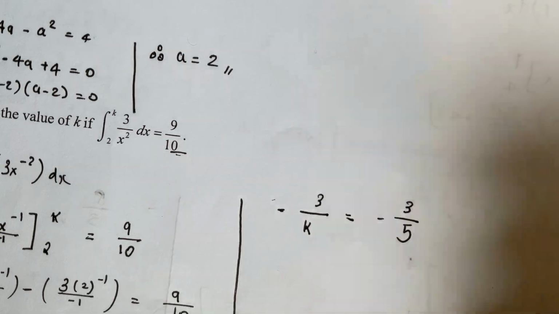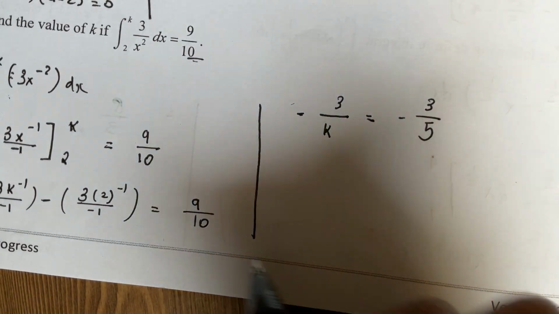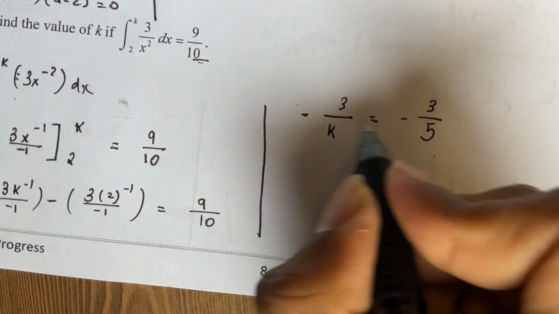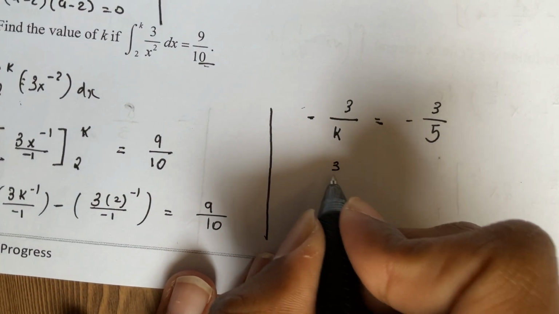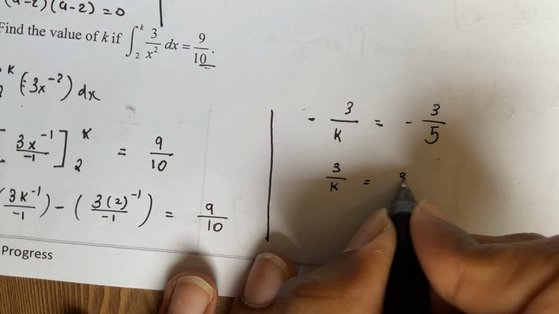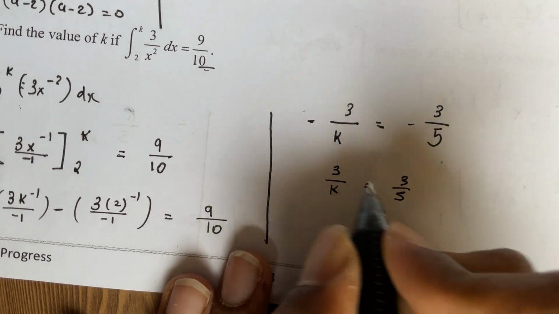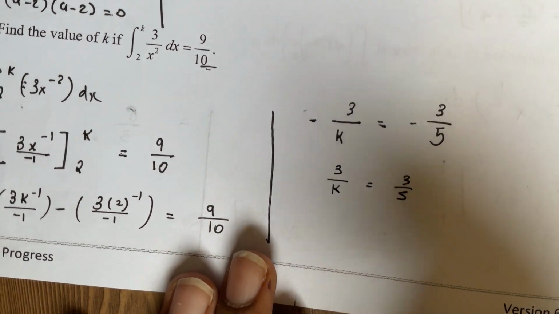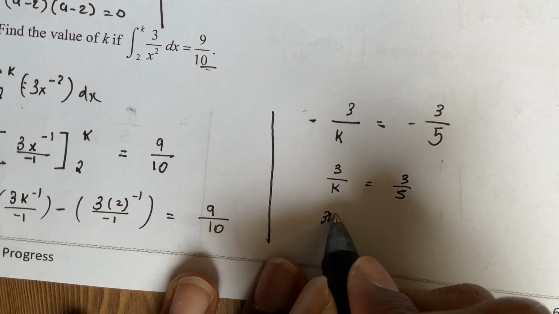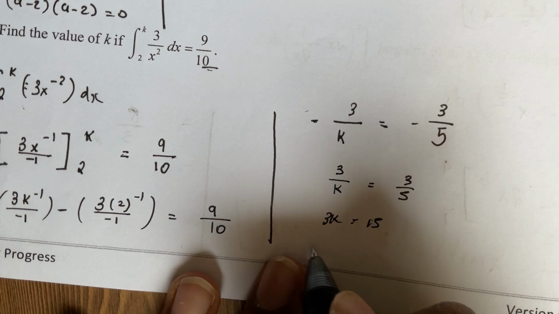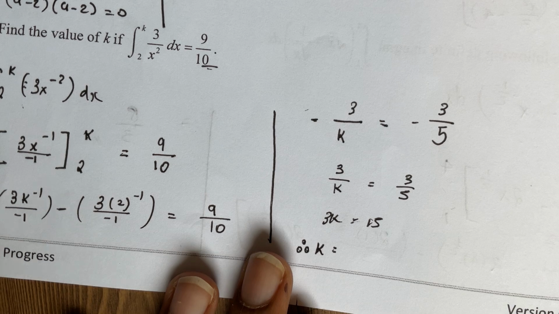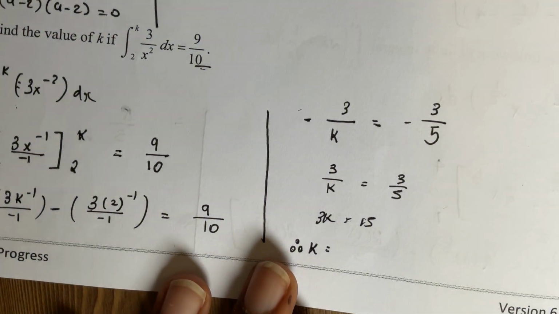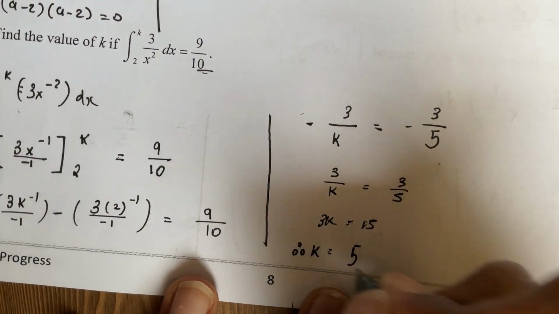And this should start looking very simple to you guys right now, because now you can just cross multiply. First, let's just take the negative away. So 3 on k is equal to 3 on 5. Now that we've taken the negatives away, let's cross multiply. So 3k is equal to 15, and therefore k is equal to 15 on 3, 15 divided by 3, which is equal to 5.